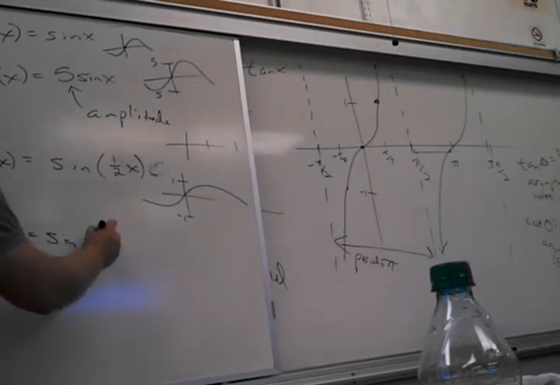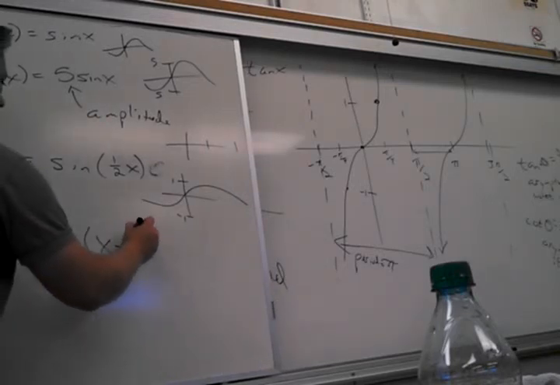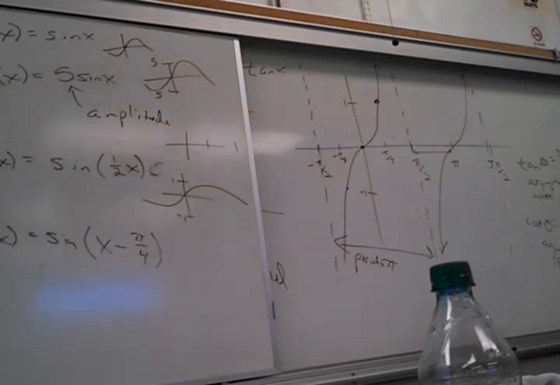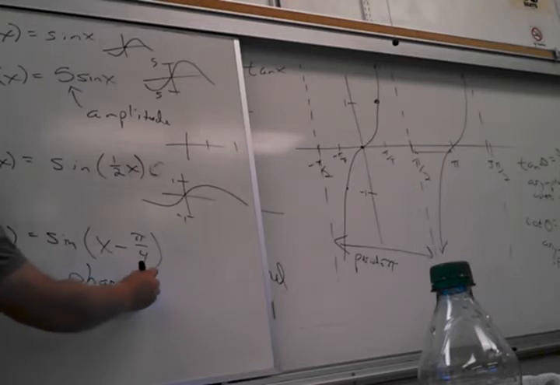So the only thing left I could do would be something like this here. It's going to shift it that way. Right. Shift it to the right by pi over 4. Cool. So this is what we call, we're a little more familiar with trig functions. We actually call this a phase shift.